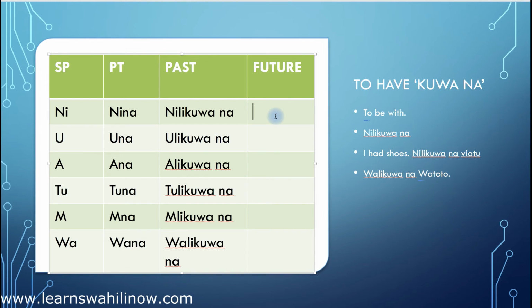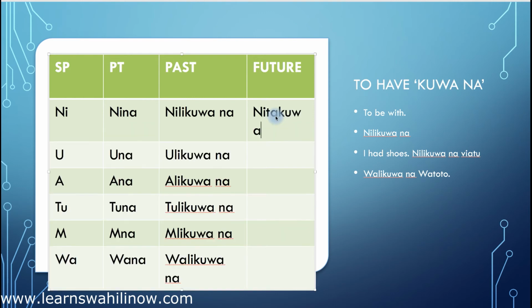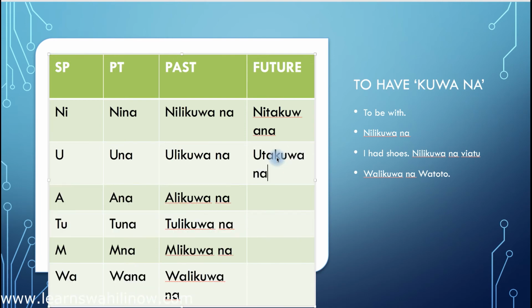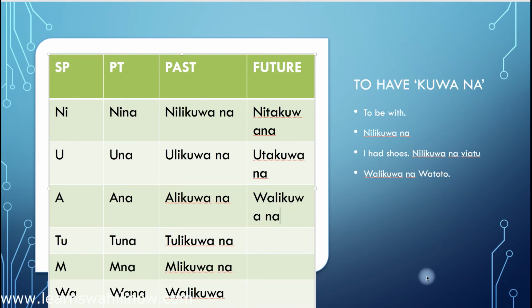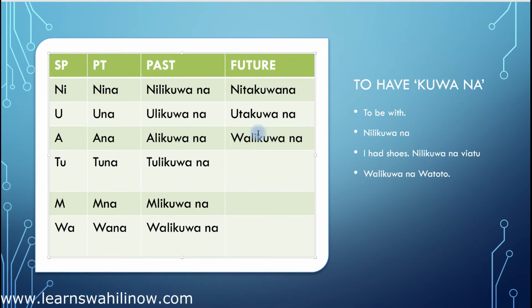Let us go to the future tense. Remember, simply treat it just like any other verb. So that would be nitakuwa na, utakuwa na, atakuwa na, watakuwa na, tutakuwa na, mtakuwa na. So this is the future tense.